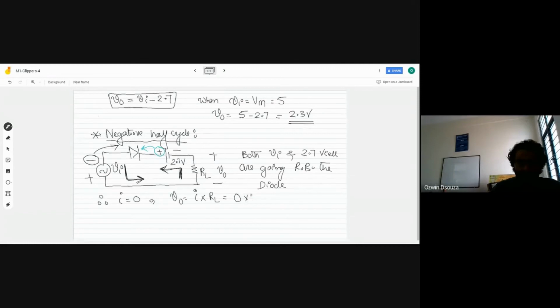that is 0 into RL, that is 0 volt. So for the entire negative half cycle, the output remains at 0 volt value. Okay. So with the help of biasing, though we were not able to control the negative half cycle, we could control the positive peak of the output. All right. So in the third slide, let us draw the waveform.